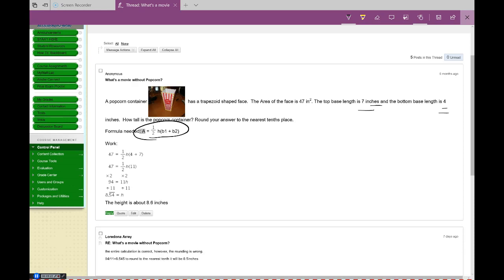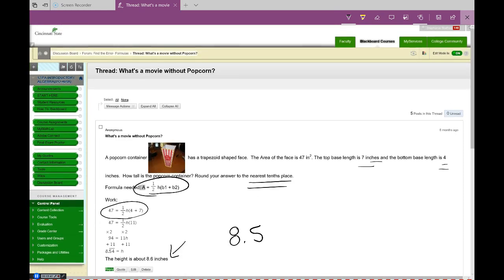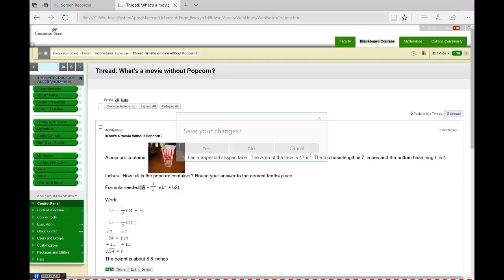So when I plugged it in, a lot of you got this one. When I plugged it in correctly, I actually solved it correctly. But then what I didn't do is I didn't round correctly. So a lot of you got that. Everything was right in this problem except I didn't round to the tenths correctly. It should have just been 8.5 instead of 8.6. So you guys did good on that one. You found that error.